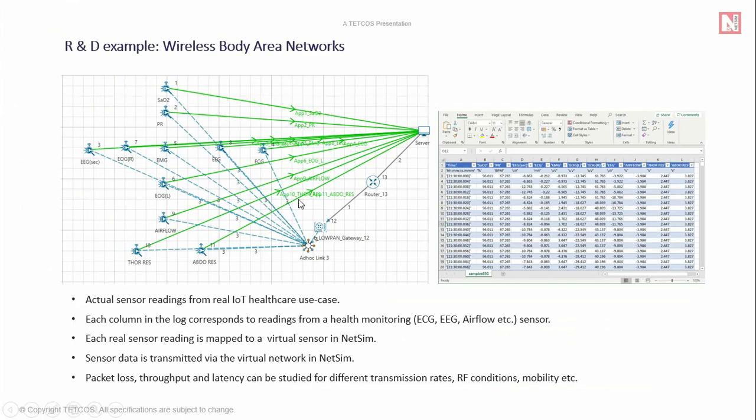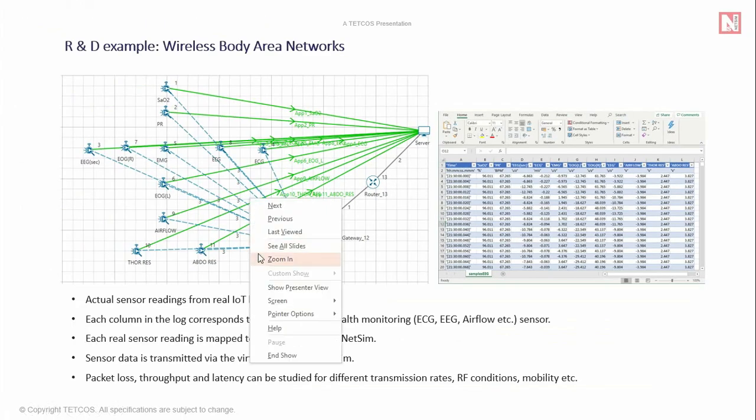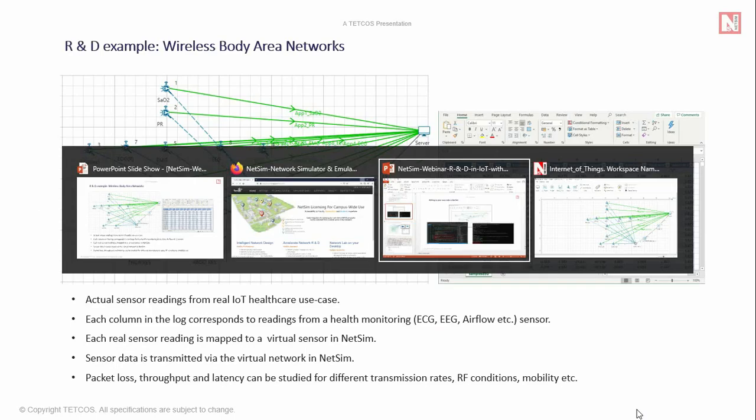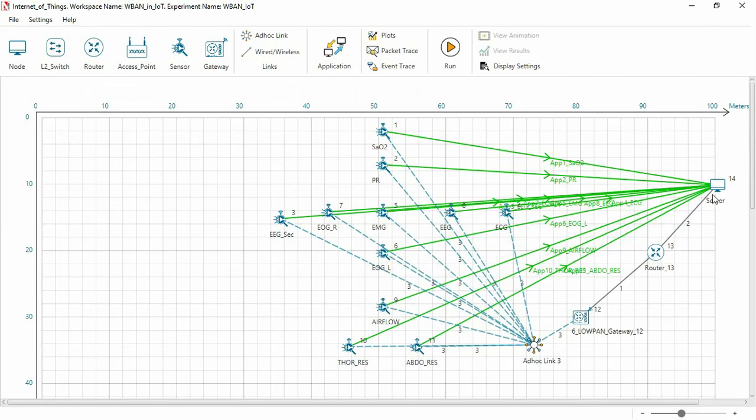An equivalent IoT network scenario is modeled in NetSim. This network comprises of 11 sensor nodes which form part of the body area network. The sensors connect to a 6LoWPAN gateway and onto a cloud server via a WAN router. We open the scenario in NetSim. An application is configured for each sensor to periodically generate packets and forward it to the server via the 6LoWPAN gateway. We then run the simulation.